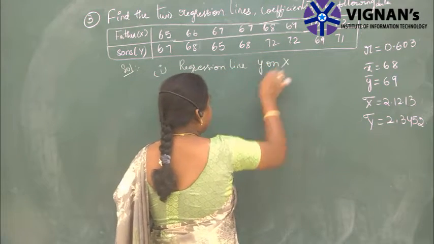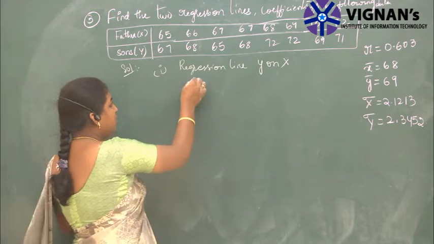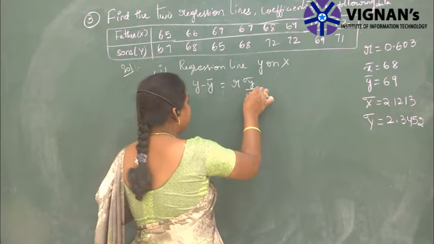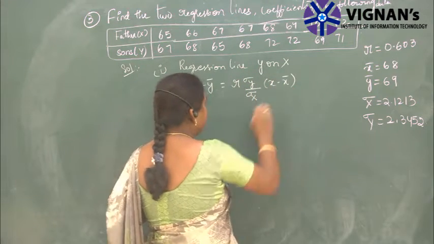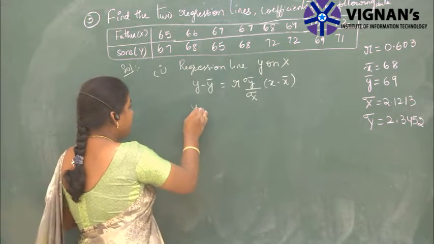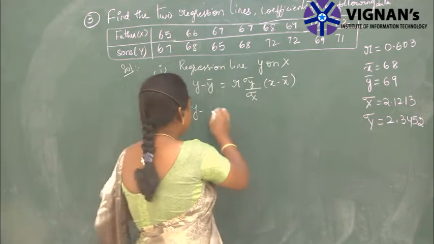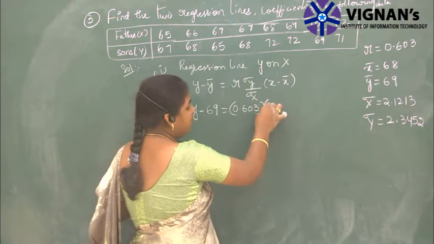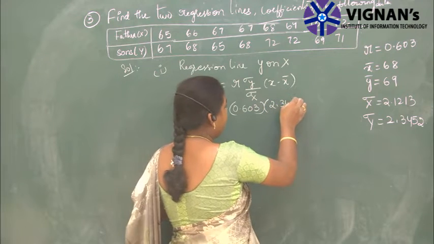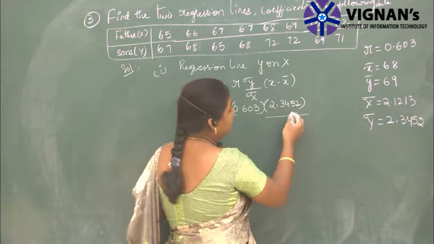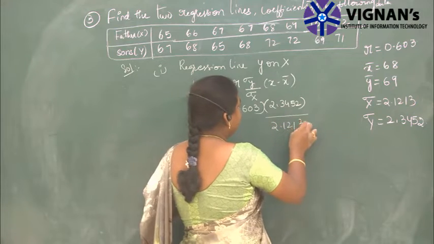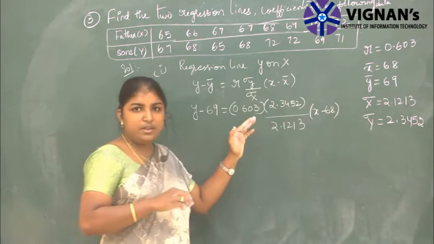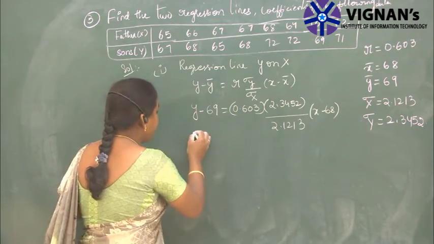y on x. Regression line y on x formula is y minus y bar equal to r into sigma y by sigma x into x minus x bar, right? So y minus y bar, we know that 69, and r is equal to 0.603, sigma y equal to 2.3452, sigma x equal to 2.1213, and x minus x bar is 68. So we know all the values. So we are substituting here, and now we are simplifying.